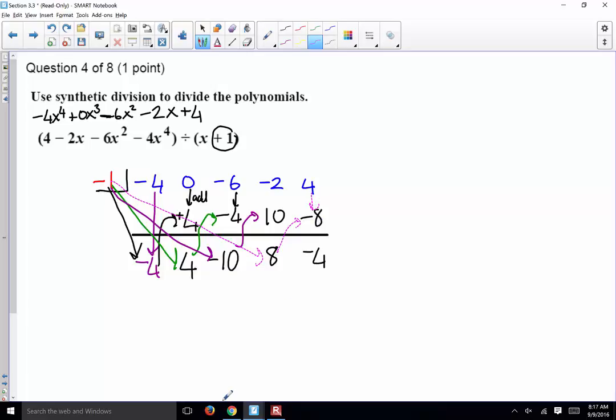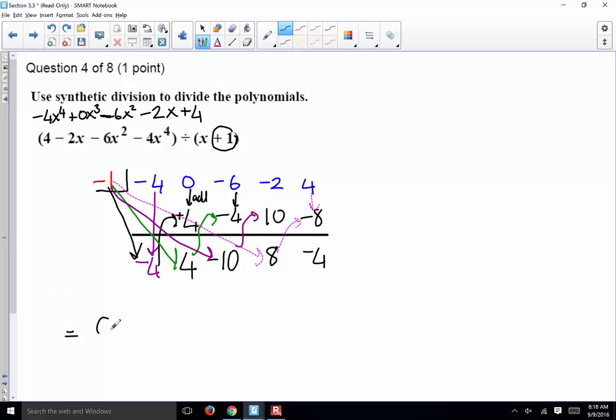That's it. Can you see how fast this is compared to long division? Instead of making those two-step rinse and repeat processes, this is just more efficient. But could I have used this if this was a square? No, I couldn't. Right? So I was lucky to be given a linear divisor. We got it. All right, let's write the final answer.